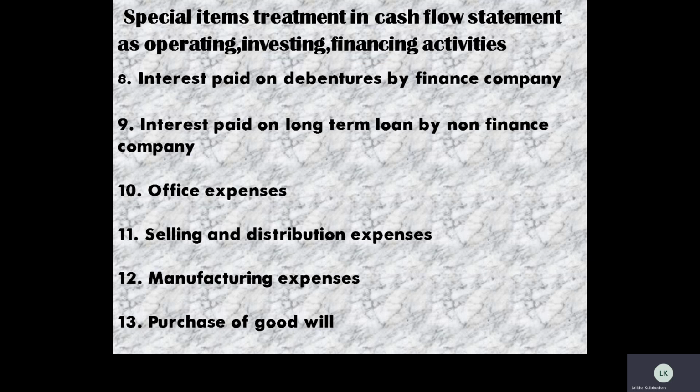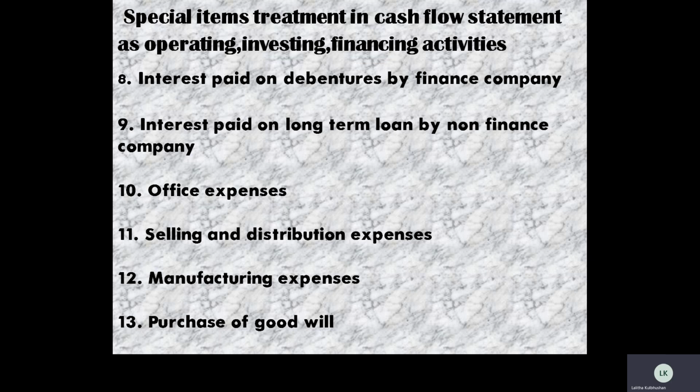If we take an example of a finance company, a service sector company, or any non-finance company, in that case office expenses and selling and distribution expenses are the common items referred to as operating activities in any type of business organization. Office expenses can include the salary of an employee and the different other expenses which we can sort out as relating to the office.